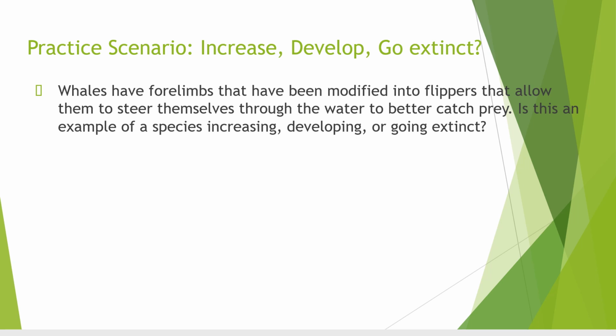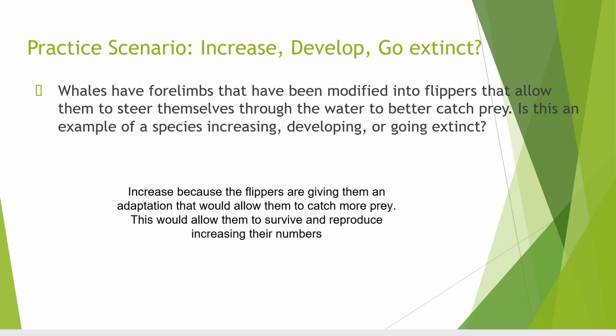So, whales have forelimbs that have been modified into flippers that allow them to steer themselves through the water to better catch prey. Is this an example of a species increasing, developing, or going extinct? So I would pause the video here, try and answer this question on your own, and then I will give you the answer here in just a second.